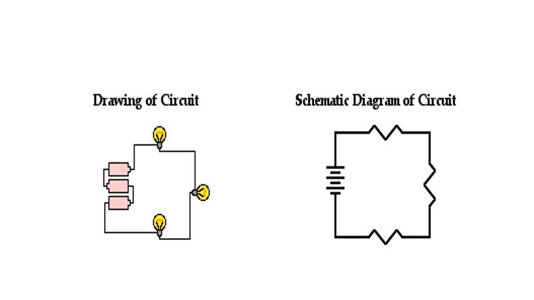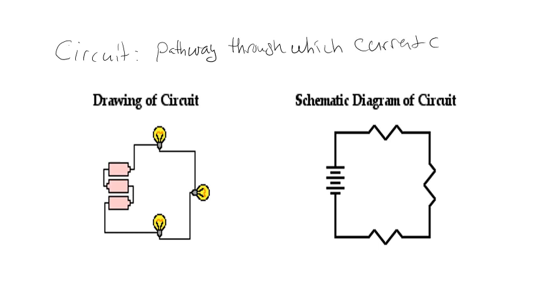All right, so this is an important distinction to make. We have a drawing of a circuit and a schematic diagram of the circuit. First of all, let's talk about what a circuit is. A circuit is very simple. It's just a pathway through which current can flow. And when I say current, I'm referring specifically to electrical current. Circuits can be used to power objects, so they are used to control electrical current.